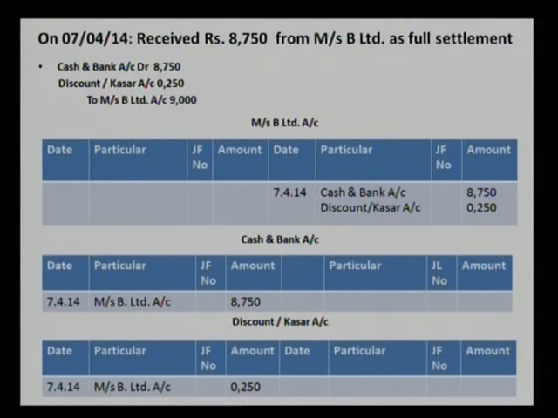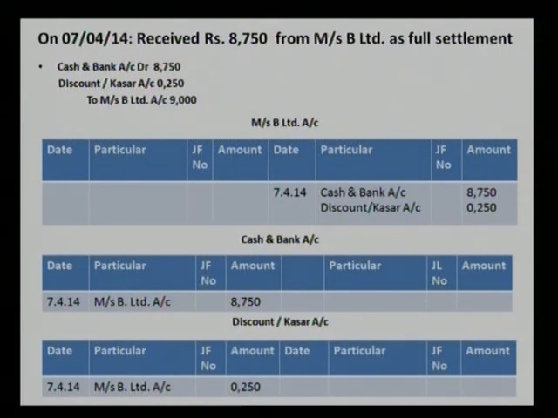Cash and bank account debited by the cash received 8,750. Discount or the Kasar account was debited, being the loss or the expense, by the amount of 250, and it was credited to Messrs B Limited's account by the sum of these two, or by the outstanding amount of receivables 9,000.